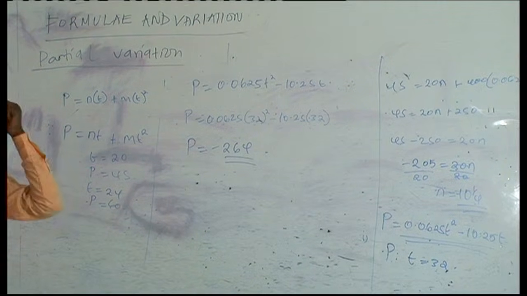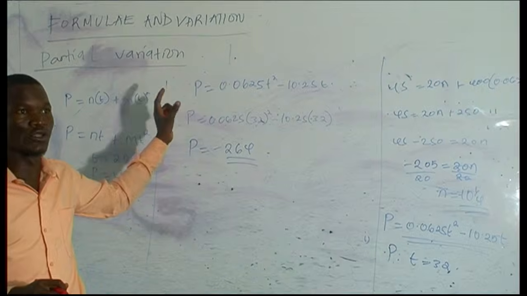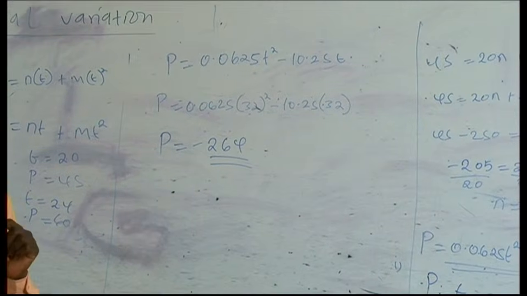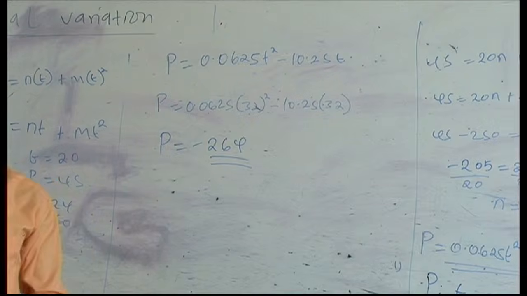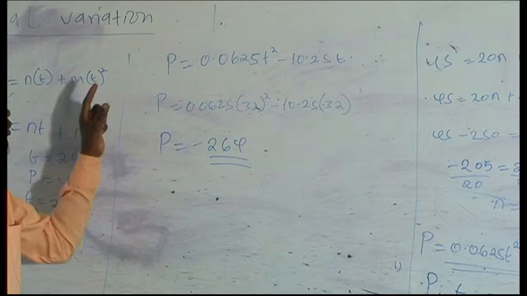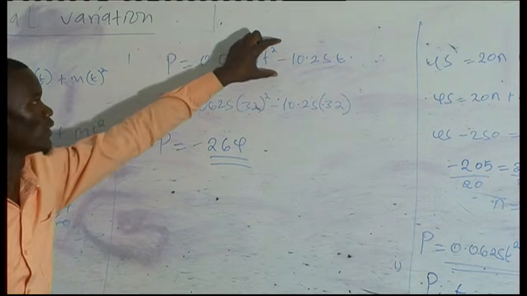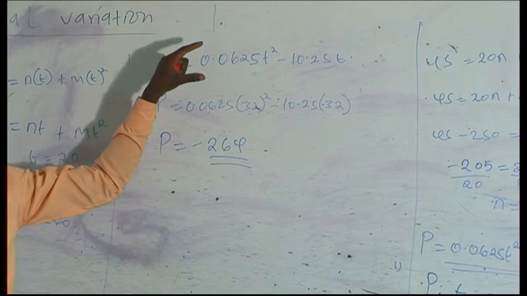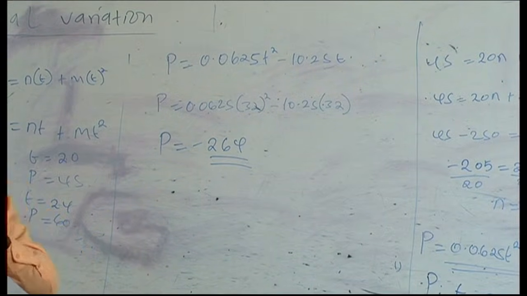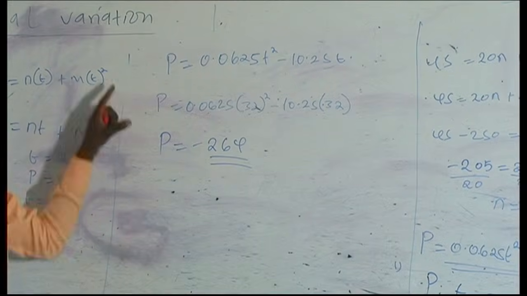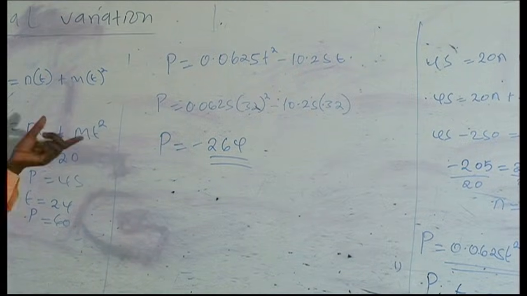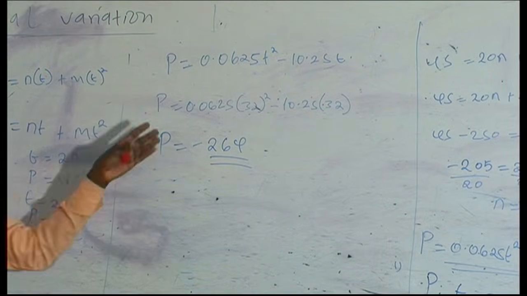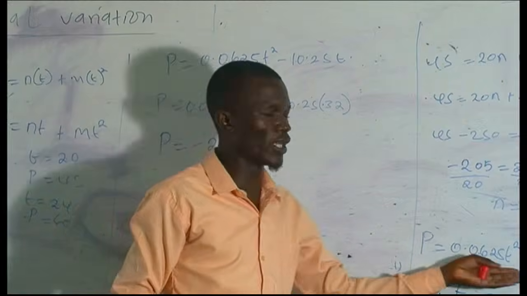So the lesson was all about partial variation, and what you are supposed to know is that partial variation can be either constant or when the two are varying. When the two are varying, you must have the two coefficients. But when one part is constant, we only have one coefficient. And that's how we calculate the values of P and get the equation connecting the two.